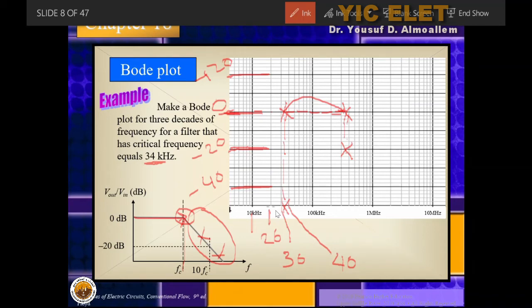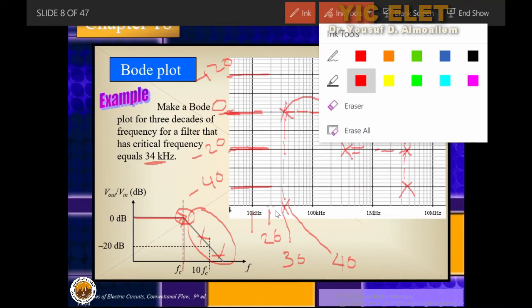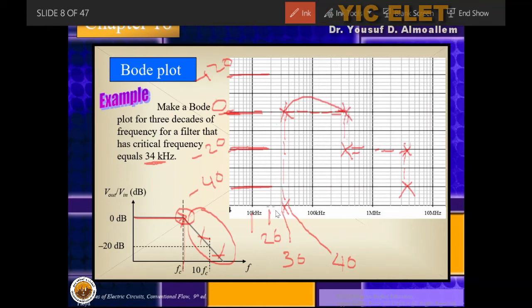Again, I have to give another point. So let's move here till we reach this point, and I will move down by 20 dB to this point. Okay, I will change the color and I will draw with this different color. So this is the first point, this is the second point, and this is the third point. I have to draw the flat part of it first. So this is the flat part, and then I will connect this in a straight line.